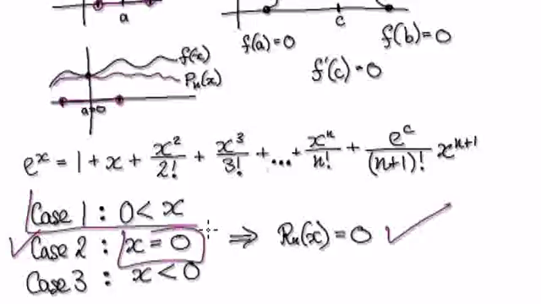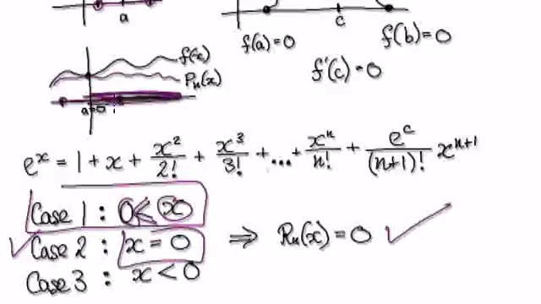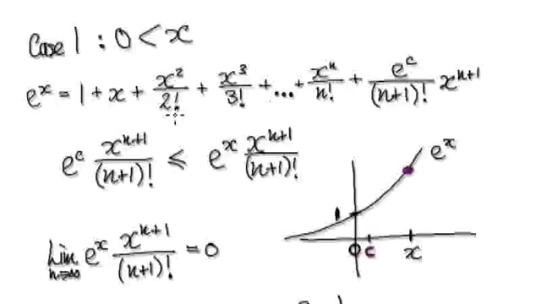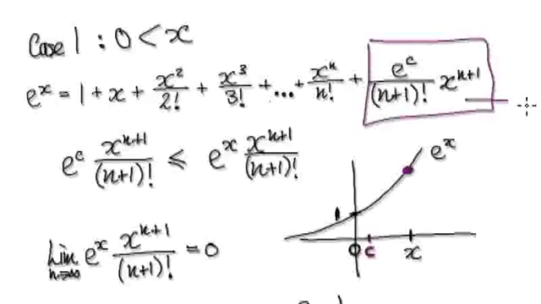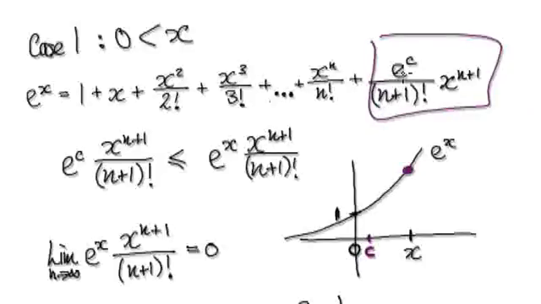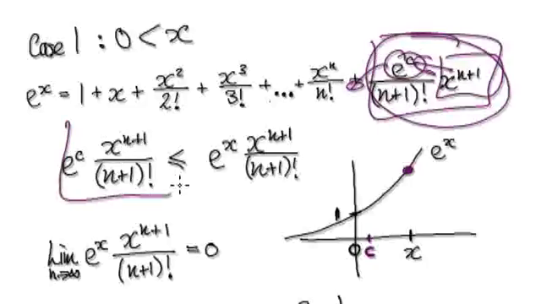So it's nice and simple. Now let's look at a case where x is greater than 0. So we are trying to show that the remainder heads towards 0 as n heads towards infinity for the case when x is above 0. So now let's look at the remainder. Let me just rewrite this. So push this out here and then push this up here. I'm just going to rewrite this as this.